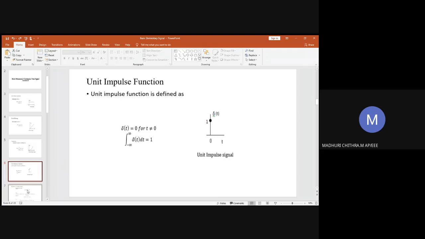Okay, continuous time signals. Again, I am going to say the same things for discrete time signals, so don't get confused. I have divided continuous time signals and discrete time signals so that you don't get confused between continuous and discrete.